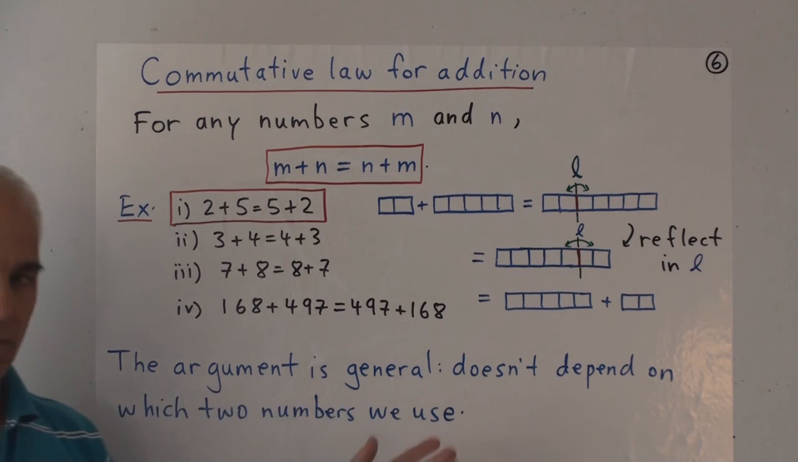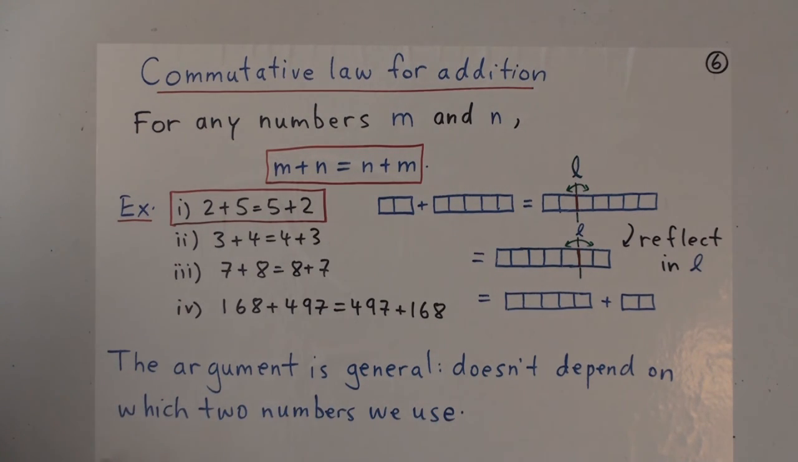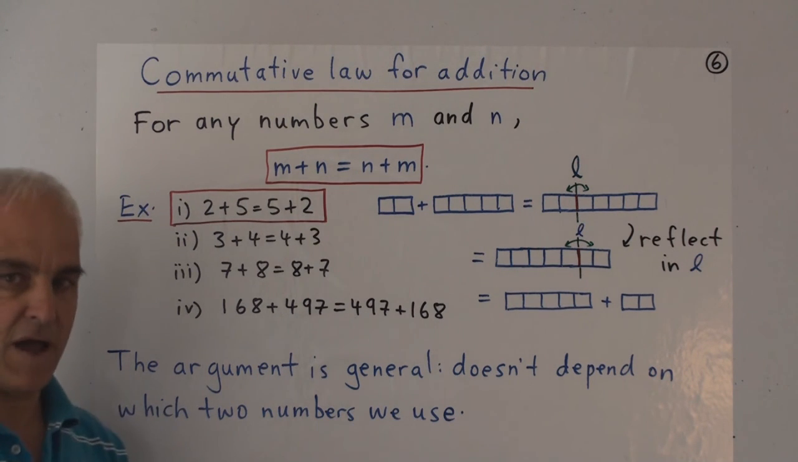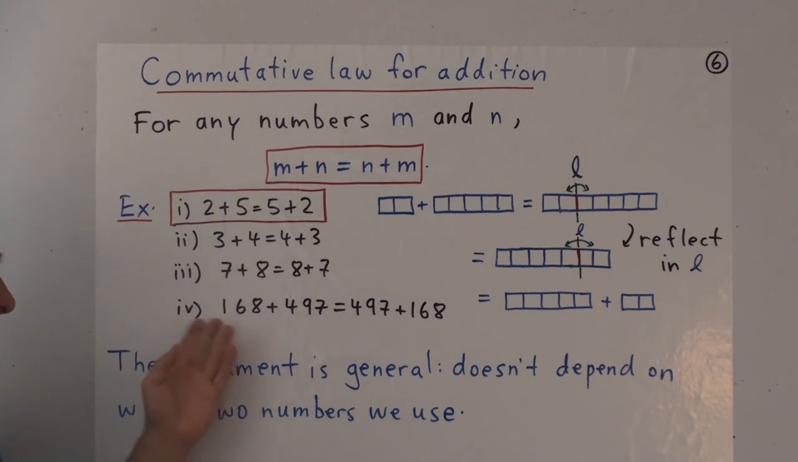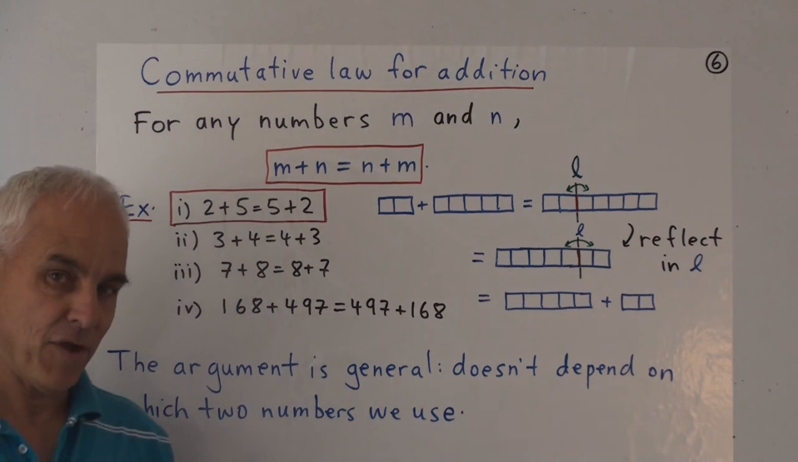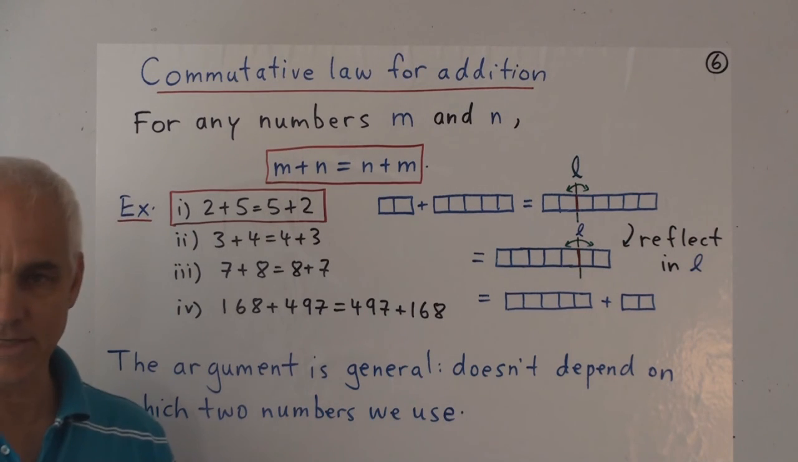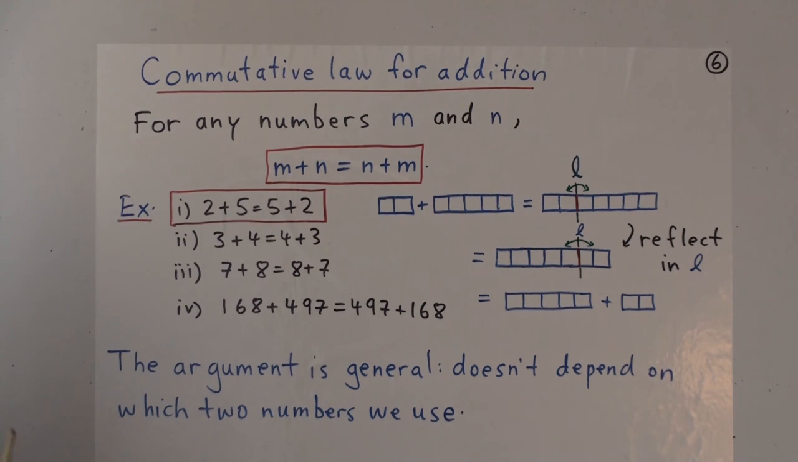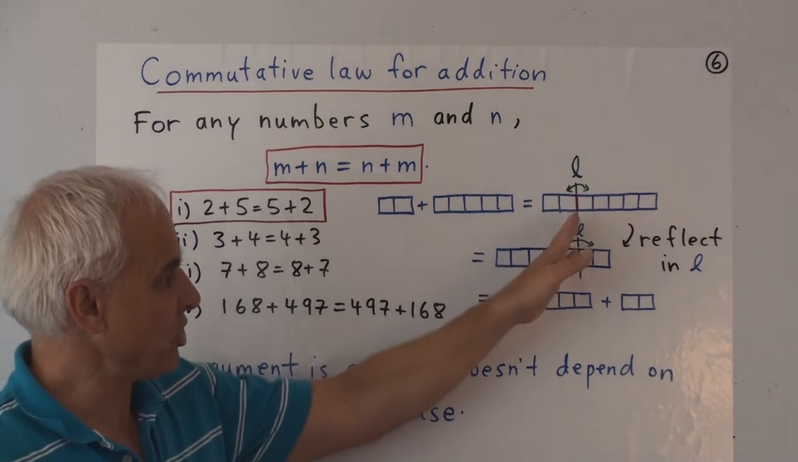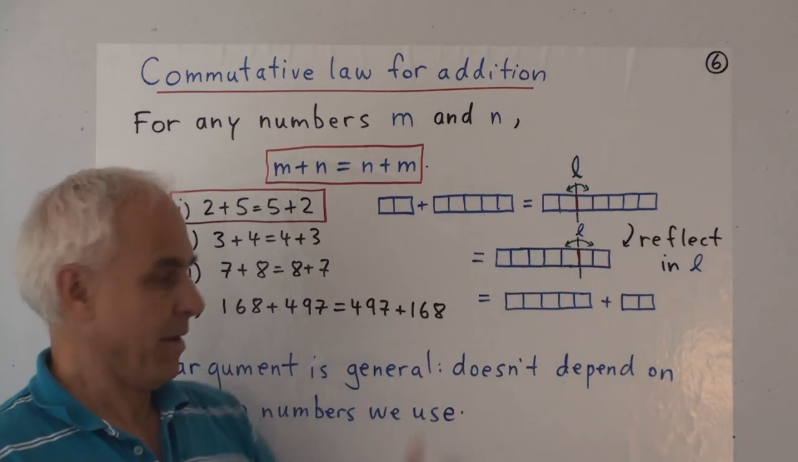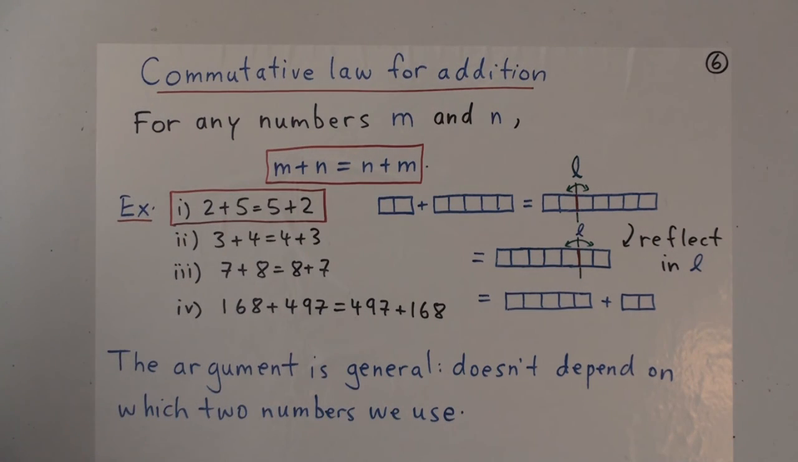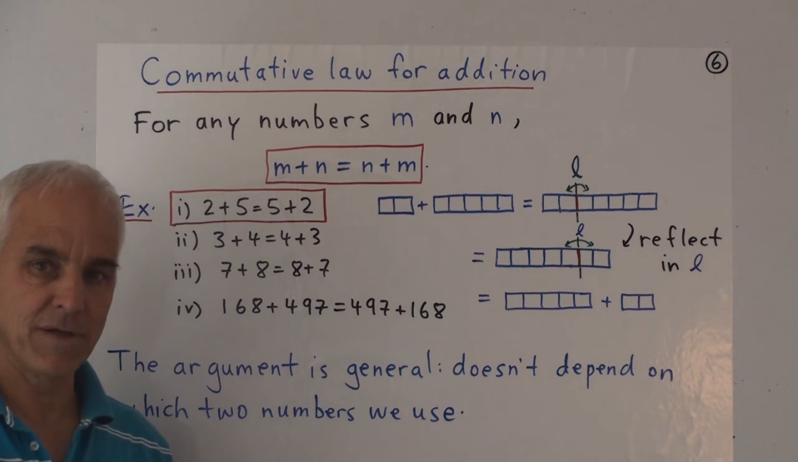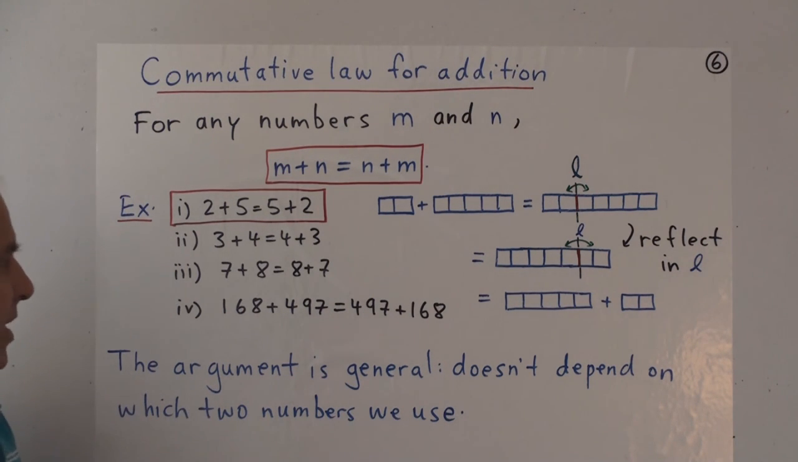Now this argument is general, meaning that it doesn't really matter that I'm using 2 and 5. If I'd been using 3 and 4, or 7 and 8, or 168 and 497, the argument is still essentially the same. Still essentially the fact that reflection in a line doesn't change the number of cells in that rectangle. It's not a very difficult result. Perhaps you think it's kind of obvious anyway.